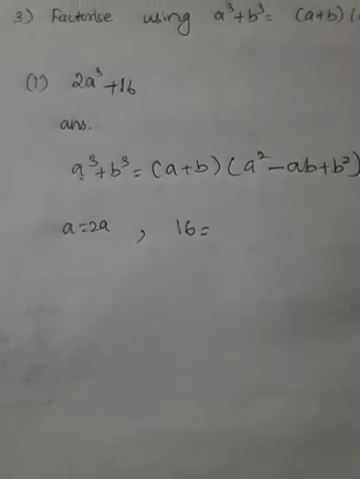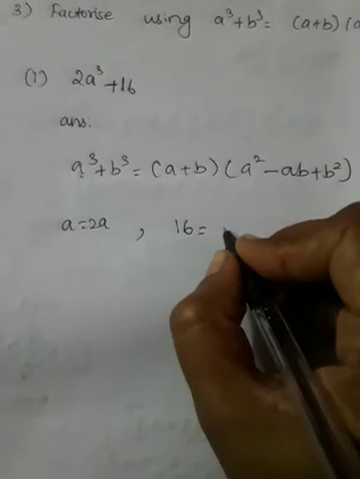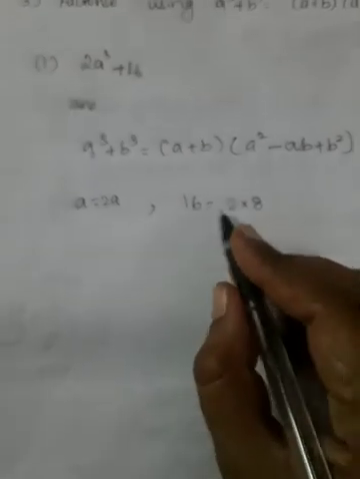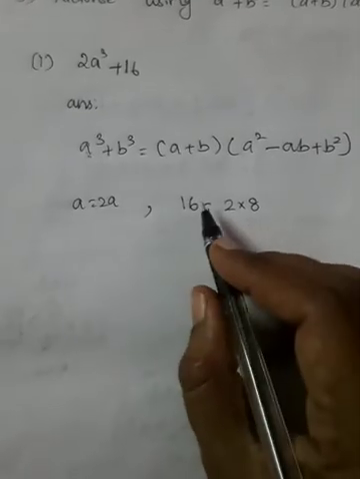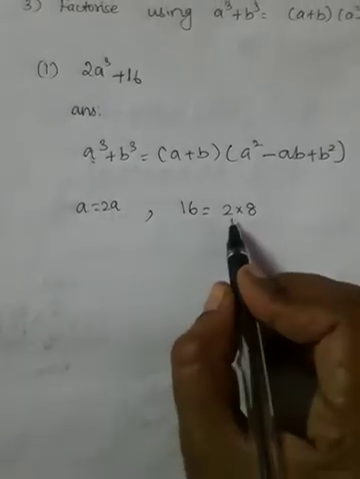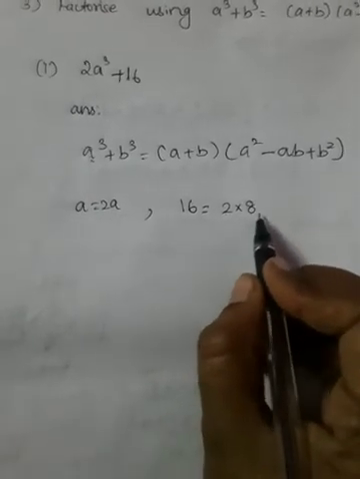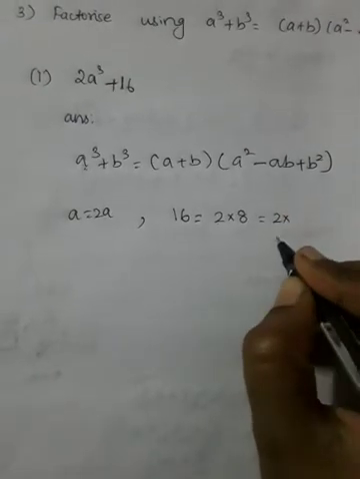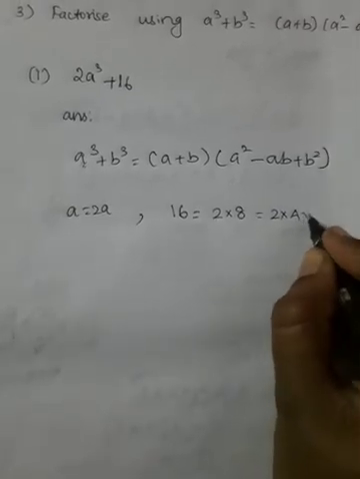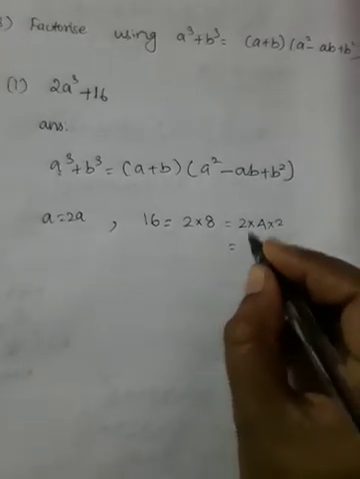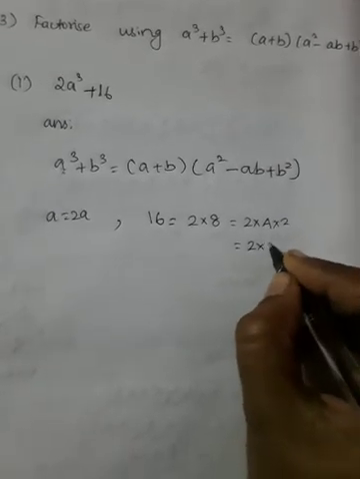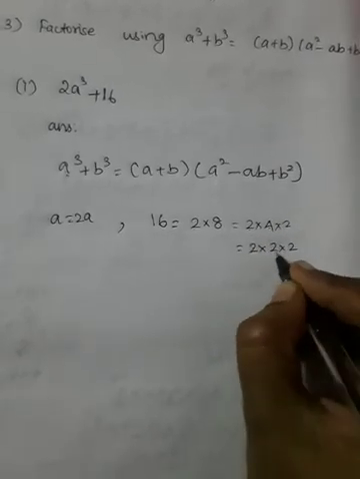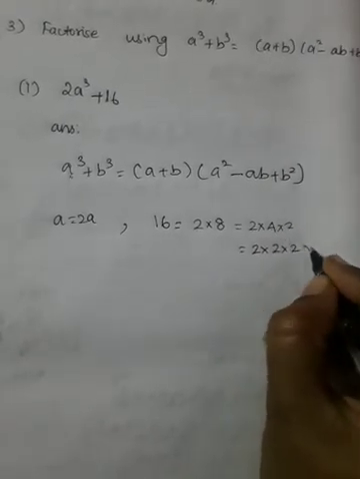Will you get it? No. So you just write what you know. 2 8s are 16. Here we have 2a, and here also we have 2. Let's express this 8 again. 2 into, when will you get 8? 4 2s are 8. Am I correct? Now again, write it as 2 into 4, and 4 can be expressed as 2 into 2, then finally into 2.